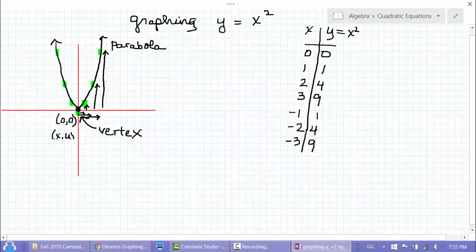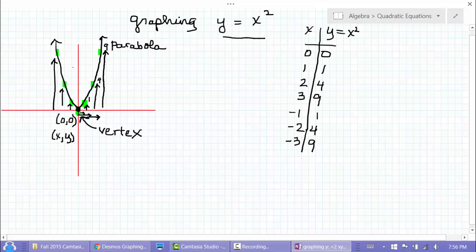In a future example, we'll see how those rises can change for different equations. For this most basic parabola, y equals x squared, the first three rises are 1, 4, and 9. Notice that the same happens on the left side of the vertex: rises of 1, 4, and 9 again. The parabola is symmetric, meaning the same on both sides.